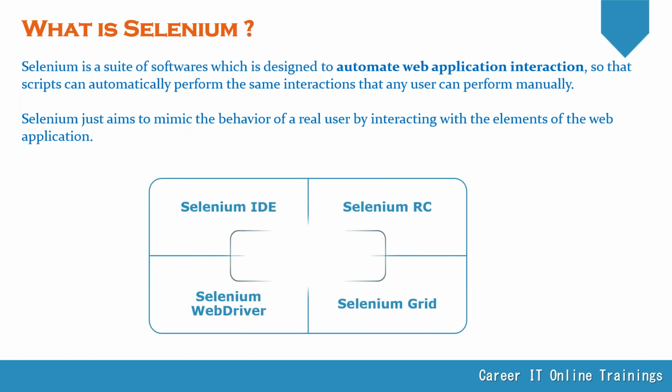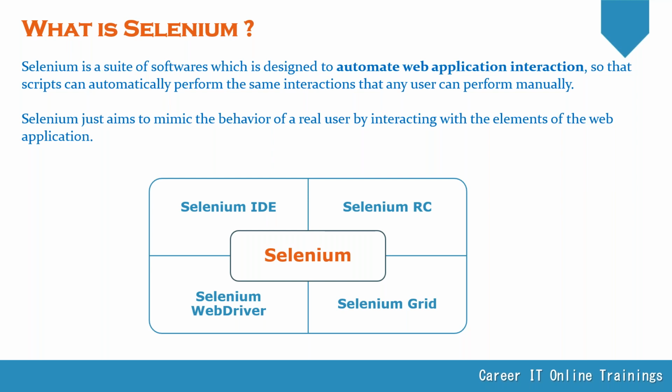What is meant by Selenium? Basically, Selenium is a suite of software. Selenium itself is software. Whenever we use Selenium, it gives us functionalities to automate actions that we do manually. We are going to discuss what we can do, what we cannot do, and the limitations and advantages of Selenium.